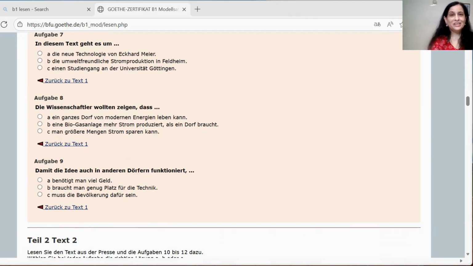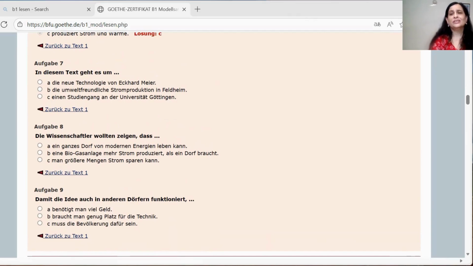So actually the thing is, we need enthusiastic residents. Okay, so C is the correct answer, because actually it doesn't need a lot of money or a lot of space, but it needs enthusiastic residents. They should be ready for this modern idea of technology. So this is all about text 1 from Teil 2.